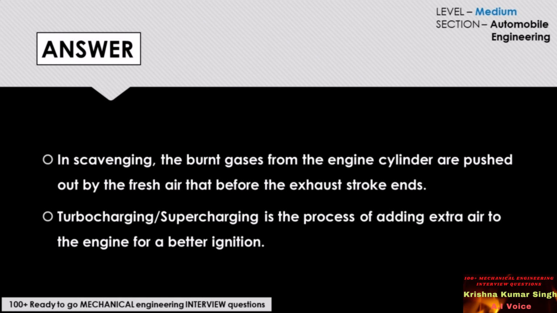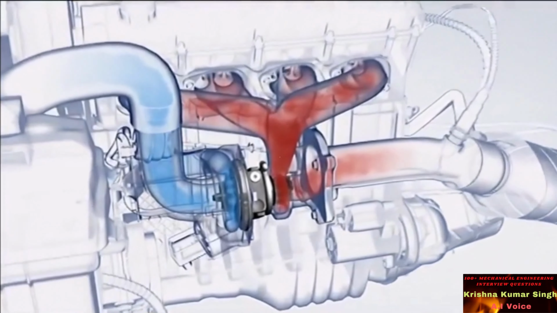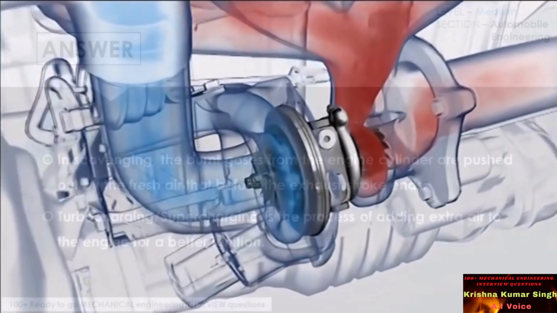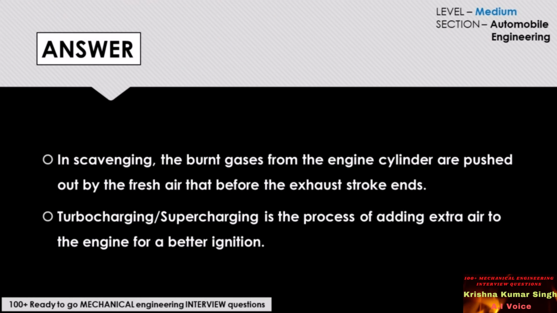The answer to this question would be: in scavenging, the burnt gases from the engine cylinder are pushed out by the fresh air before the exhaust stroke ends. Turbocharging or supercharging is the process of adding extra air to the engine for a better ignition.